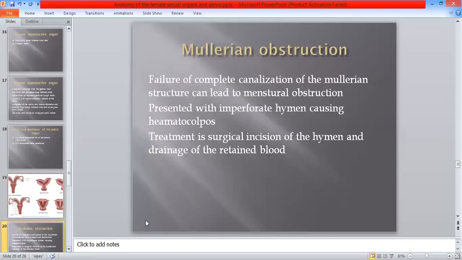And this second thing is Mullerian obstruction. In this, failure of the complete canalization of the Mullerian structure can lead to menstrual obstruction, and the patient presents with imperforate hymen causing hematocolpos. Hematocolpos is basically collection of the menstrual blood in the vagina, and the female usually presents with cyclical abdominal pain. The hematocolpos treatment is simple. We just give a cut on the hymen to open a pathway for drainage of the menstrual blood.